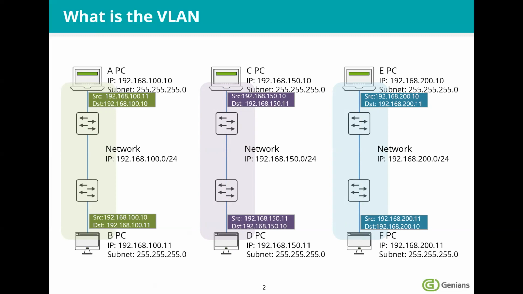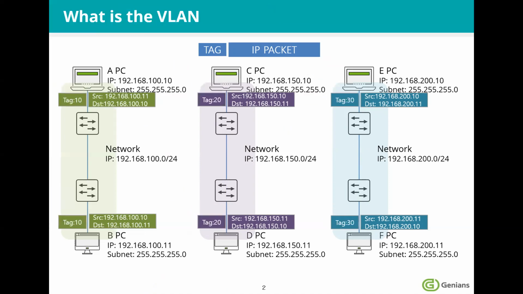How do we reduce the number of switches? People came up with a way to put a tag on an IP packet. When communicating between PCs, we put a tag on the IP packet, so we can separate the network by a tag number. This tag is a VLAN.